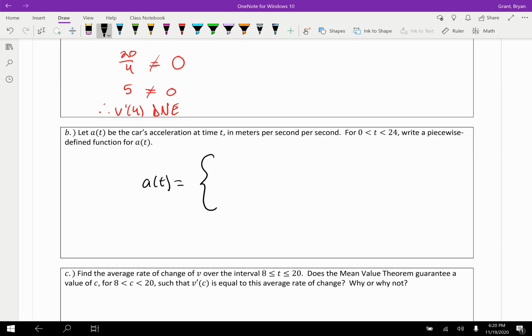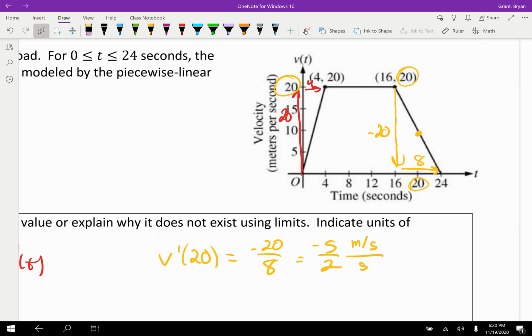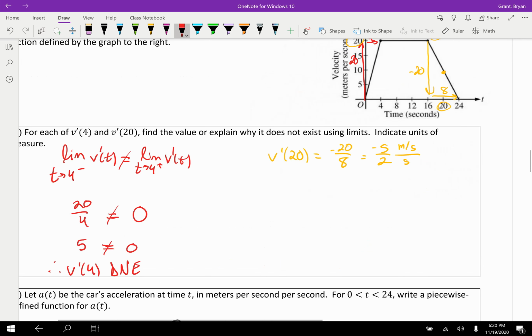Well, the pieces, because a of t is v prime of t, and I'm going to put that over there to show the connection. V prime of t, it means the slope of v. And looking at the slope of v, I think there's only 3 slopes, aren't there? And we actually know all of them. This is a nice, clever problem here.